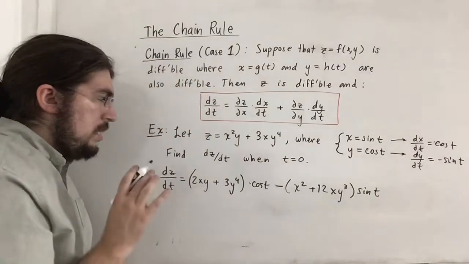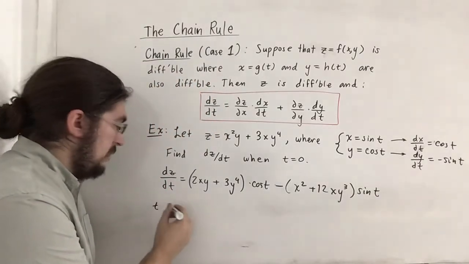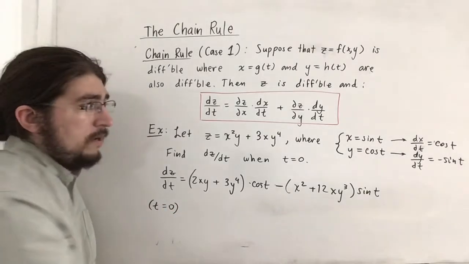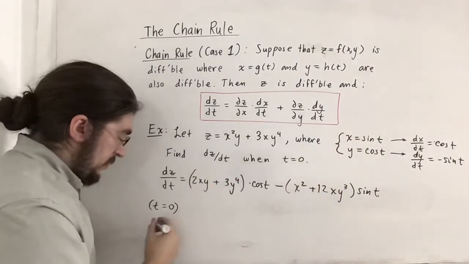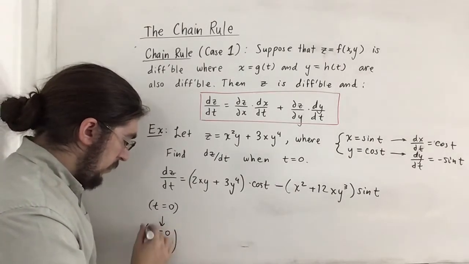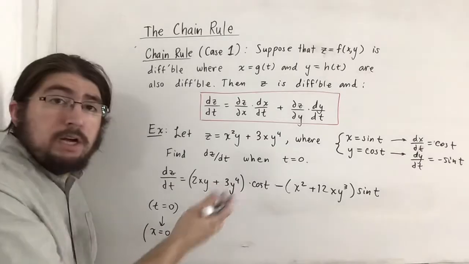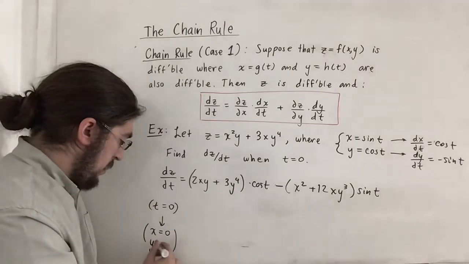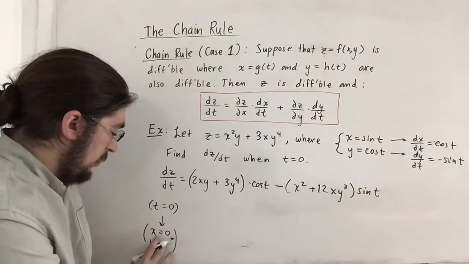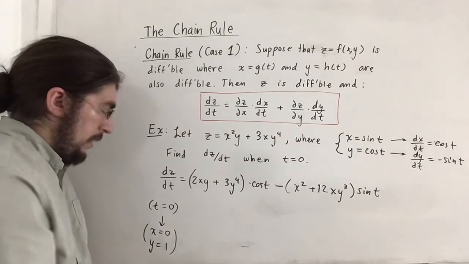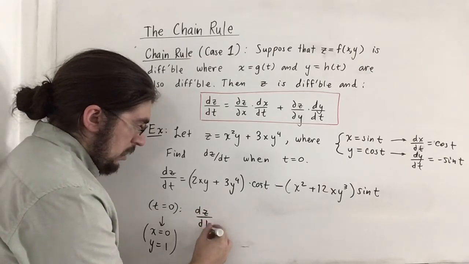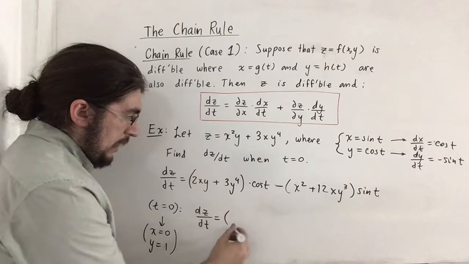Okay, and now look at this. We want to find this derivative when t is 0. Notice, when t is 0, x is sine of 0, so x is actually equal to 0, because sine of 0 is 0. And y would be cosine of 0, which is 1. So all of our x's become 0s, and all of our y's become 1s. 1, not 0, sorry. Okay, so let's see what we get. We end up getting that dz/dt is equal to, let's see, I think we can do this.